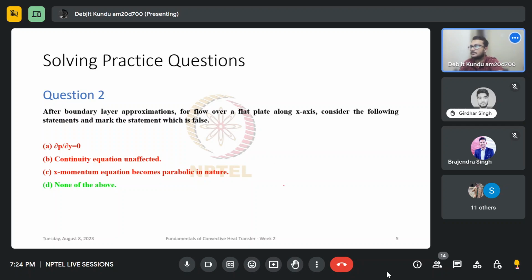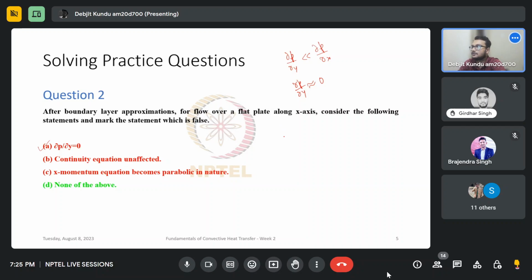So let's go through them one by one. If we go through the lectures, we can see that ∂P/∂y actually becomes very, very low compared to ∂P/∂x. That's why it's ignored. So it's basically ∂P/∂y is approximated as close to 0. So that's why option A would be correct.